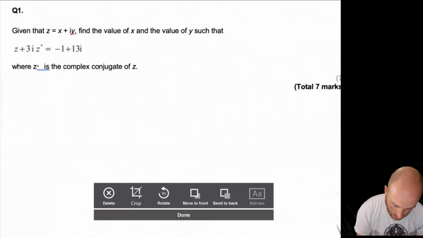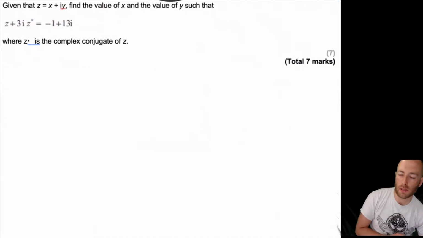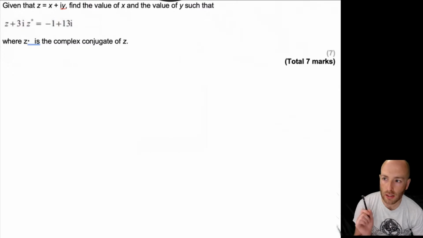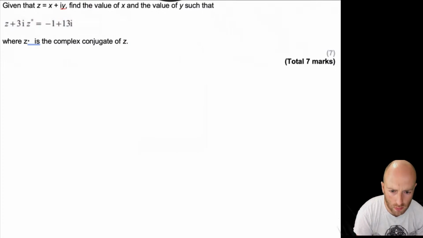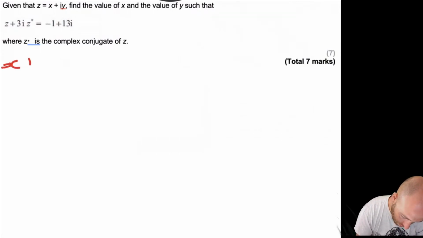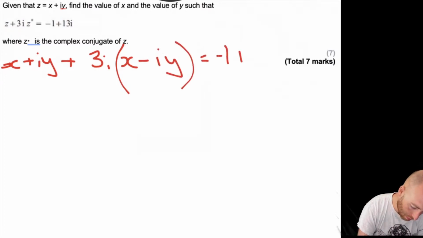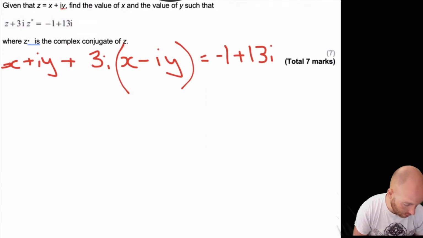Alright, so the way to do this one: we're told z equals x plus iy. We're going to find x and y such that z plus 3i times the complex conjugate of z is equal to minus 1 plus 13i. So I'm going to say z is x plus iy, plus 3i times the complex conjugate, which is going to be x minus iy, equals minus 1 plus 13i. This is the equation that I need to try and solve.